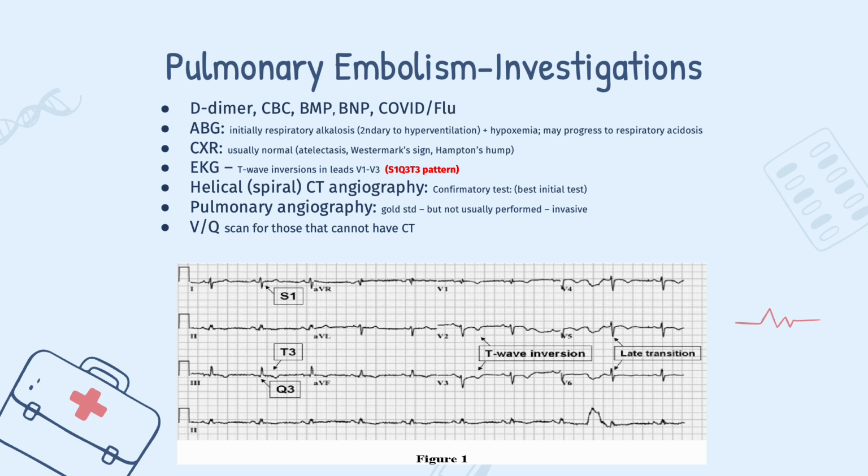Chest x-ray, usually normal. You may have atelectasis, and then in all of the test questions, it talks about Westermark's sign and Hampton's hump. In realistic terms, you're not going to see that, but it's always test questions. EKG, they always talk about the S1, Q3, T3 pattern and T-wave inversions in leads 1 to 3. In reality, you probably will never come across the S1, Q3, T3 pattern, but it is always a test question.